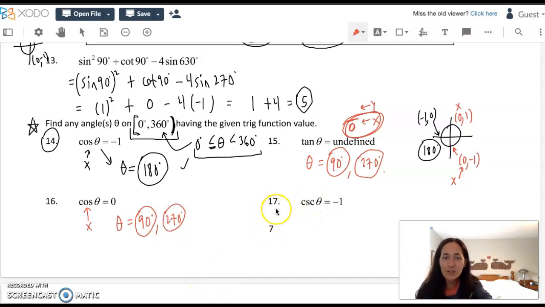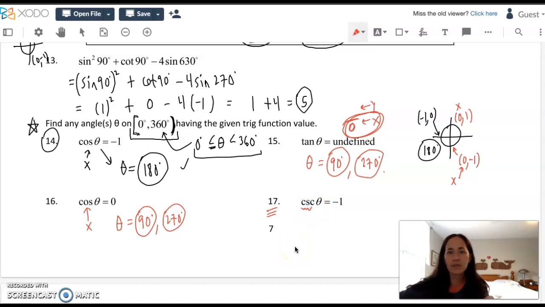Lastly, is there any quadrantal angle that would work for number 17? Where is the cosecant going to be -1? If I see some reciprocal trig function that's not one of my classics, sine, cosine, or tangent, I'm going to rewrite the equation first, and this is a good strategy, so that it is in terms of sine, cosine, and or tangent.